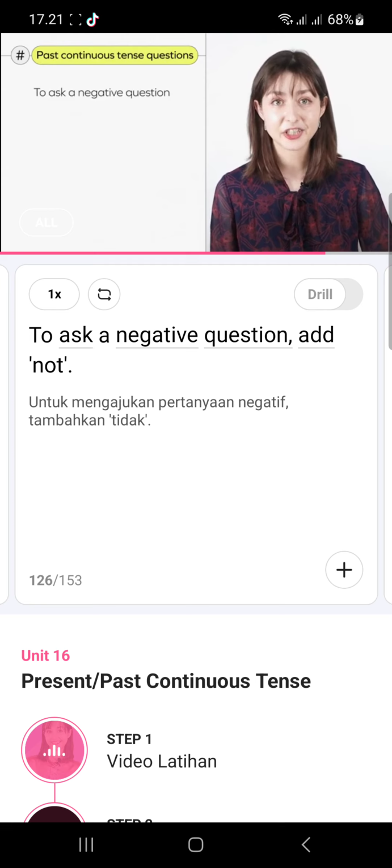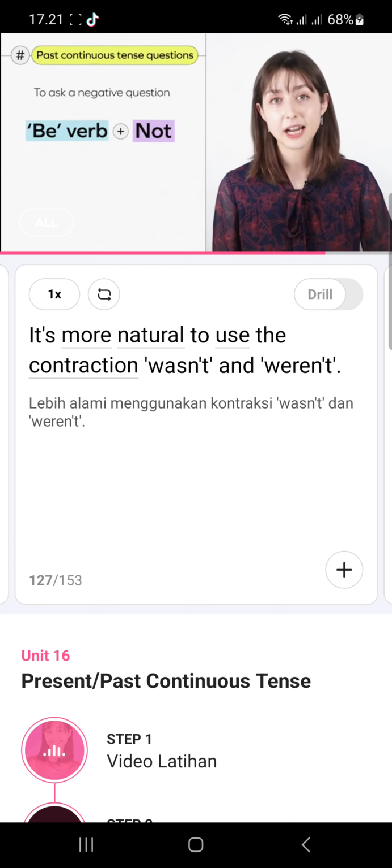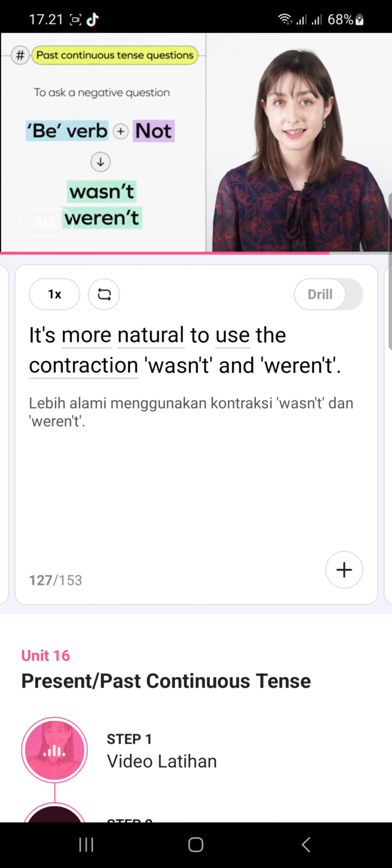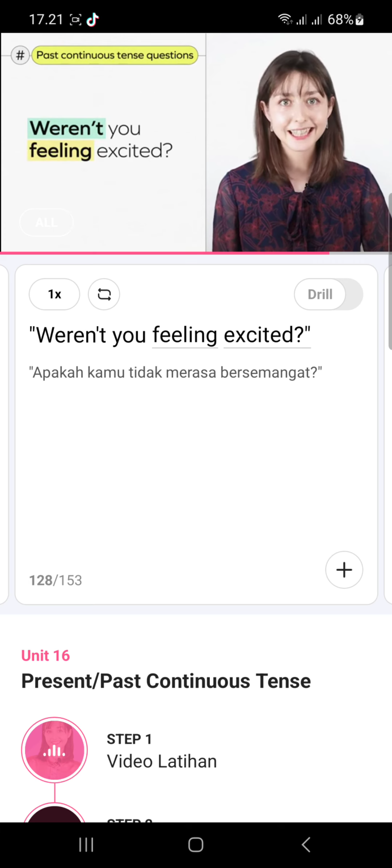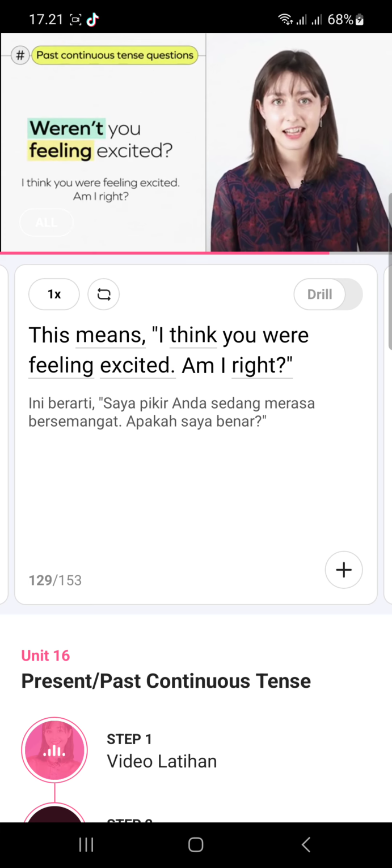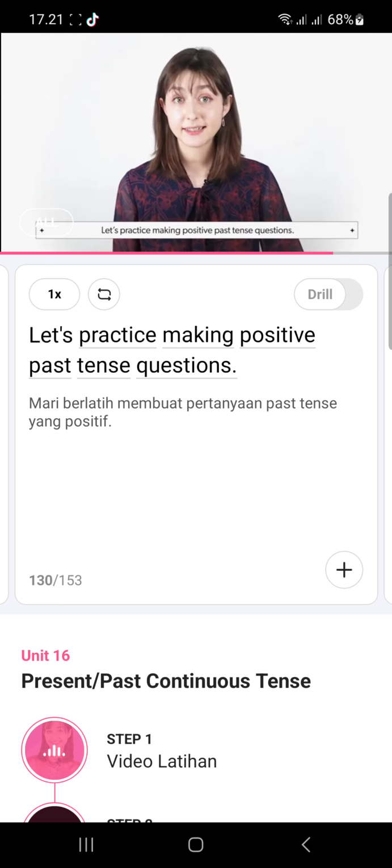To ask a negative question, add not. It's more natural to use the contraction wasn't and weren't. Weren't you feeling excited? This means, I think you were feeling excited. Am I right? Let's practice making positive past tense questions.